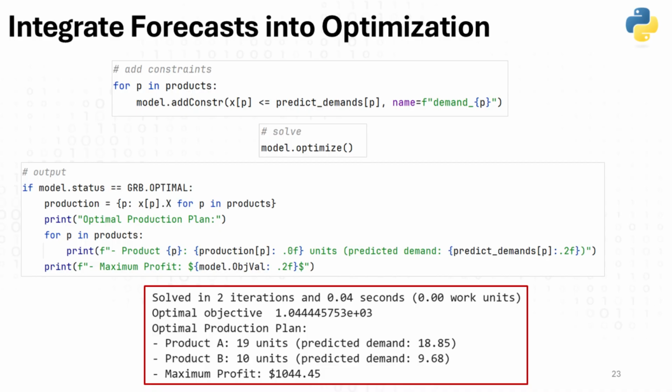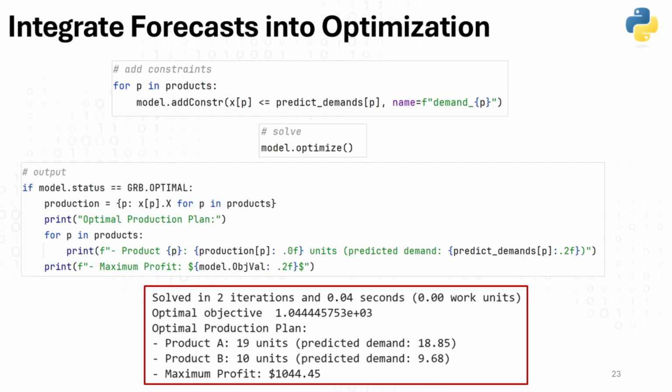Once these boundaries are set, we call the model optimize function. As you can see from the solver output in the red box, the engine finds the solution almost instantly in just 0.04 seconds in 2 iterations. The results are precise. For product A, where the raw XGBoost prediction was 18.85 units, the optimizer rounds this to an optimal production of 19 units. For product B, with a prediction of 9.68 units, it sets the production at 10 units.